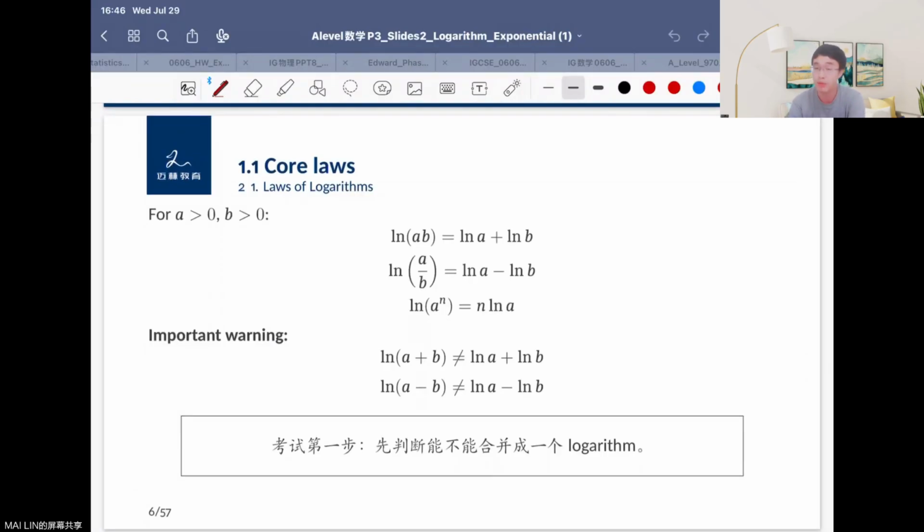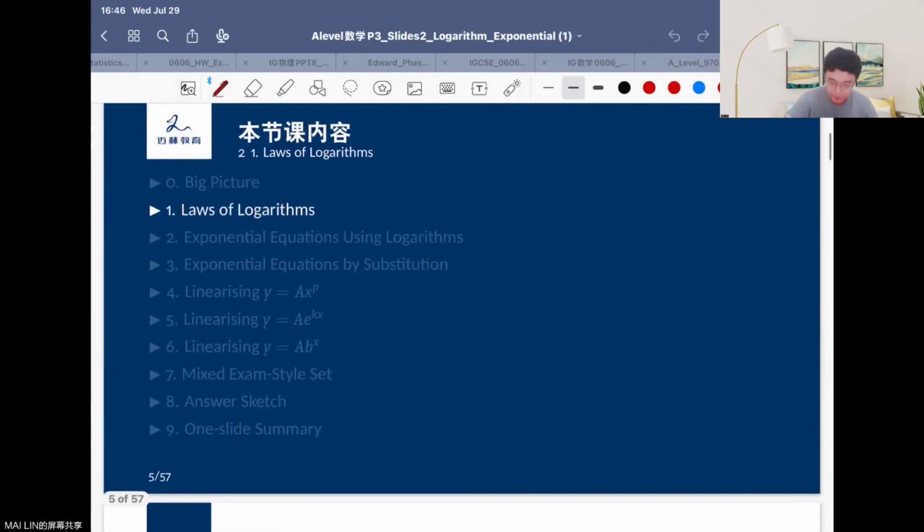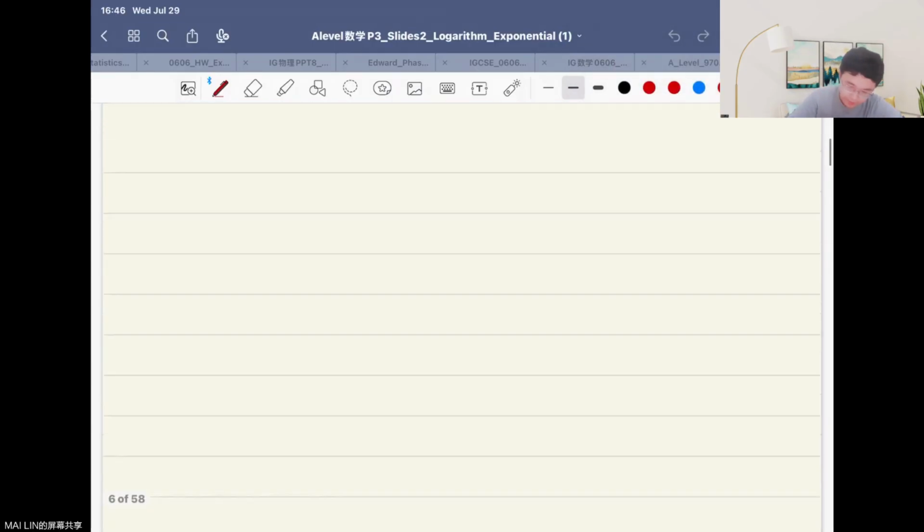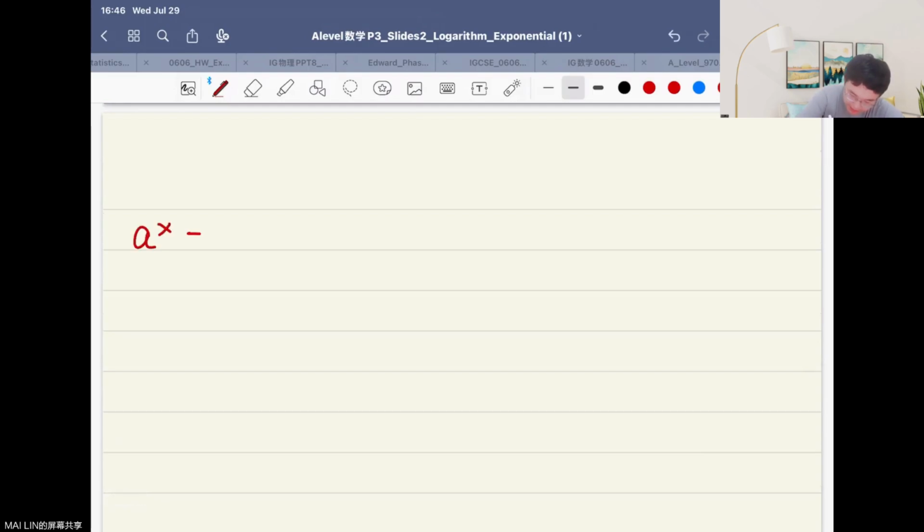Because I believe some of you haven't learned about logarithm and exponential before, because you haven't learned the IG mathematics, like the further math. So I have to first tell you what the logarithm function is, okay? Here, if we have a's power of x equals b, for example, 2 squared equals 4, 3 cubed equals 27, okay?